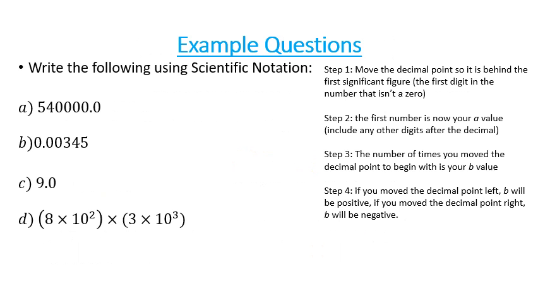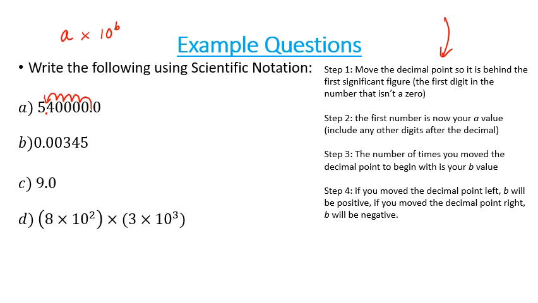So let's have a look here. Remember that we are rewriting these numbers in the form of a times 10 to the power of b. Here are some steps to follow in order. You move the existing decimal point so it is behind the first significant figure, or the first digit that's not a 0. For example, we're going to move the decimal point so it is now behind the 5, because the 5 is the first significant figure of our first equation.